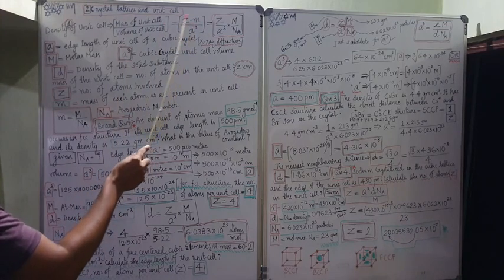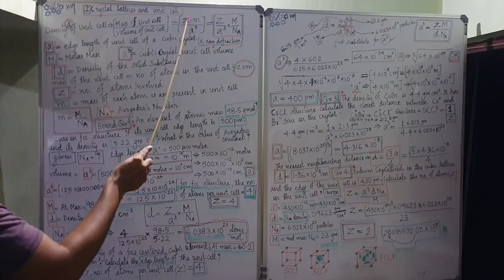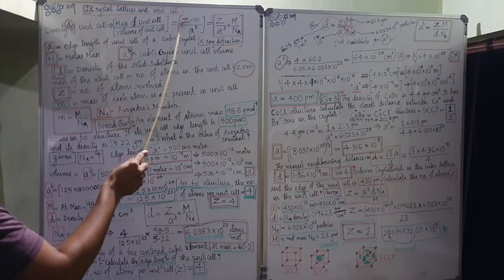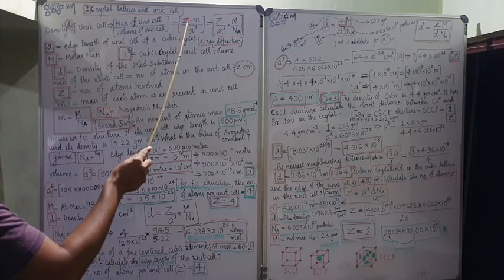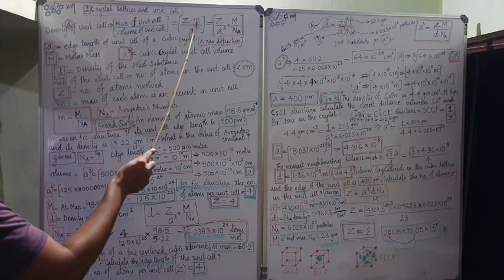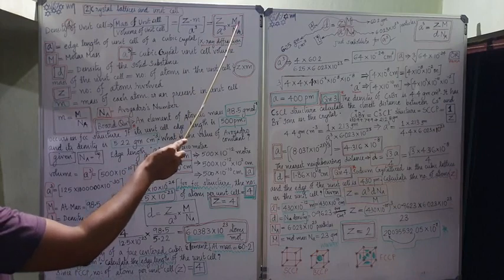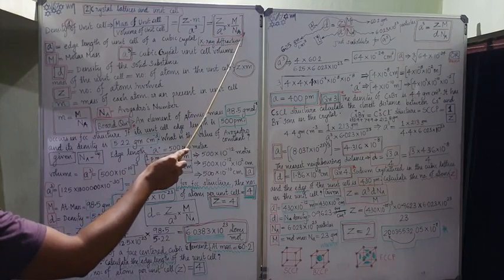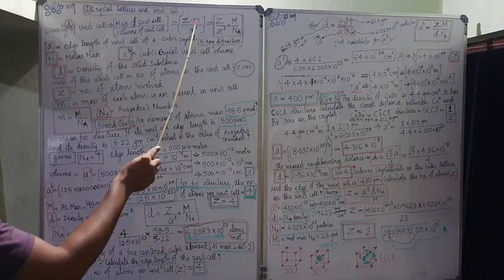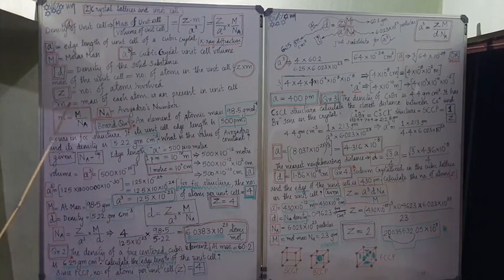So the mass of the unit cell will contain 1 in the case of simple cubic closed packing, 2 in the case of body-centered cubic closed packing, and 4 in the case of face-centered closed packing. And m can be further defined as the molecular mass divided by the Avogadro number. So this m is the mass which is written over here.